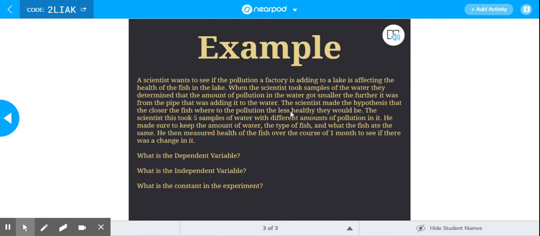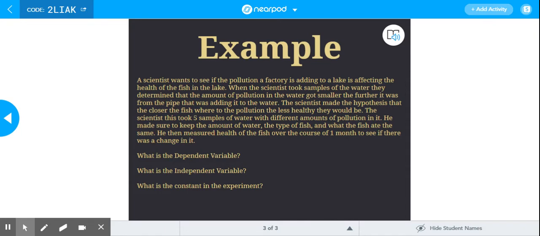Then the last one. What is the constant in the experiment? So constants are going to be everything that we're trying to keep the same so they do not affect the results of the experiment. So we have our dependent variable, which is the health of the fish. Our independent variable is going to be the pollution, because that's the thing that we're changing every time we do the experiment to see if it affects the health of the fish. Some of the things that we kept the same are right here. He made sure to keep the amount of water, the type of fish, and what the fish ate the same. Those are our constants.